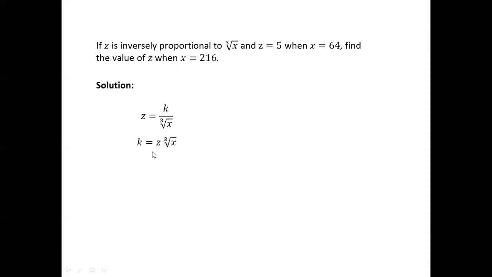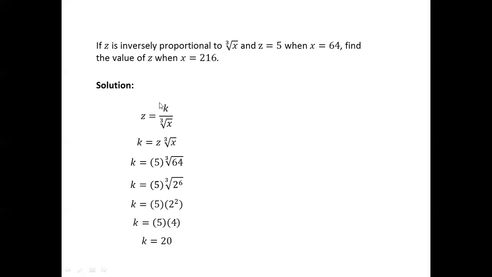Manipulating this equation, we will have k is equal to z times the cube root of x. We then substitute the initial values given to us. z is 5, x is 64. If you're not familiar with the cube root of 64, you can express 64 in terms of its prime factors, giving us 2 raised to 6. Finding the cube root of 2 raised to 6, you can simply do that by dividing its exponent by the index, giving us 5 times 2 squared. 2 squared is equal to 4, and multiplying that to 5, we have a value of 20 for k.